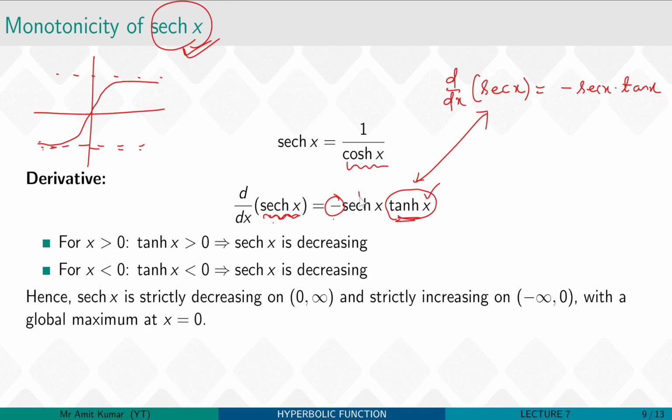Okay, but sech x is always positive. When tanh x is negative, here is one negative sign, negative and negative is positive. When the derivative is positive, then the original function is increasing. If tanh x is positive, then with the negative sign, negative into positive equals negative. When the derivative is negative, then the graph is decreasing.